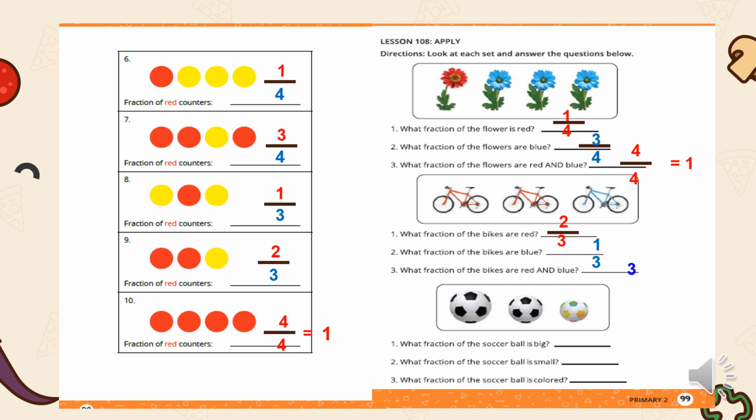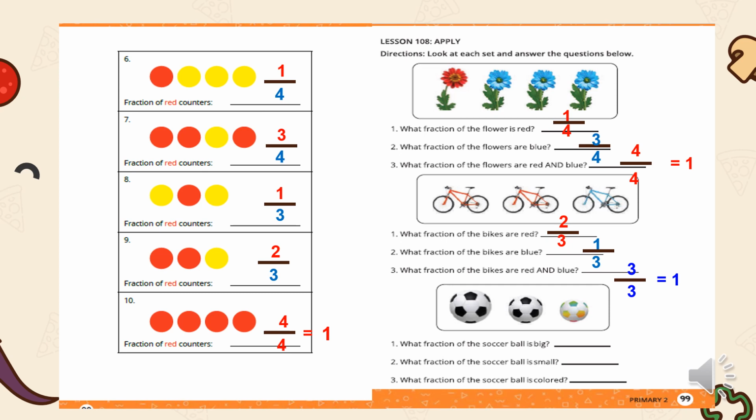Number 3. What fraction of pipes are red and blue? It needs the total, which is 3, and red and blue, they are 3. So the fraction is 3 over 3 equals 1.